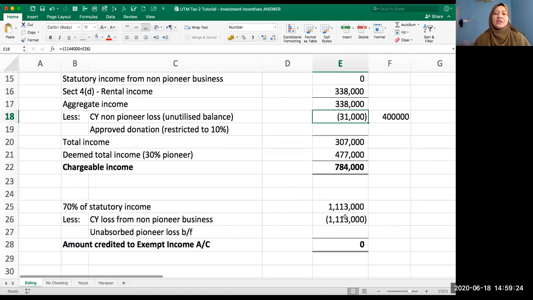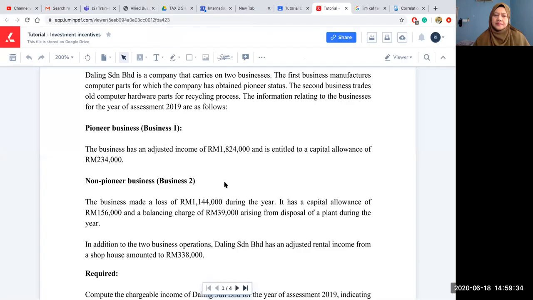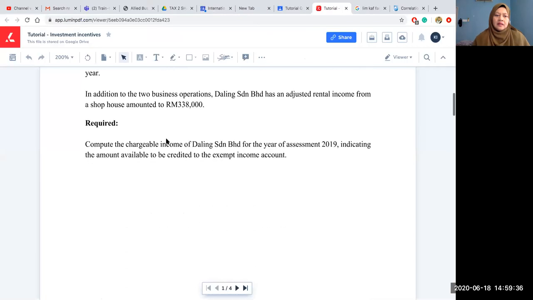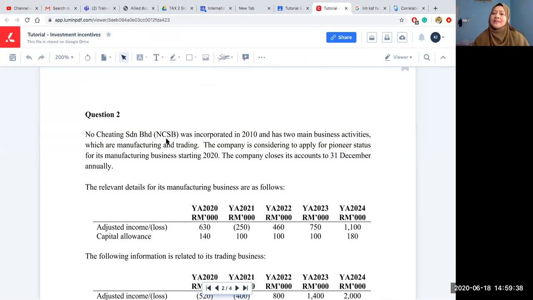So now let's go to question number 2. What is your question number 2? Question number 2 is No Cheating. No cheating in exam.